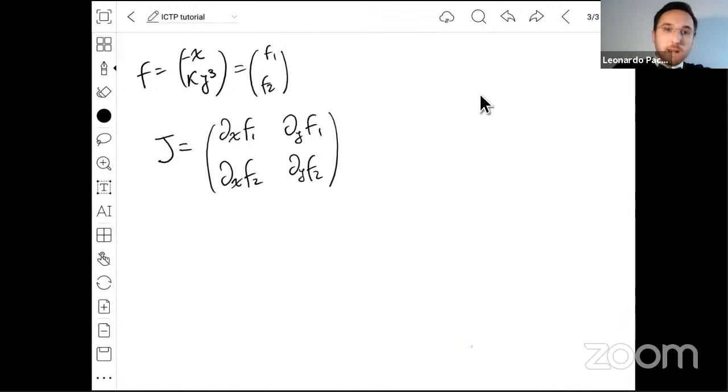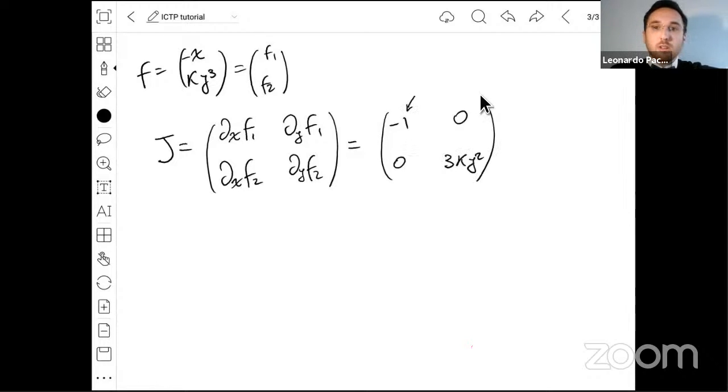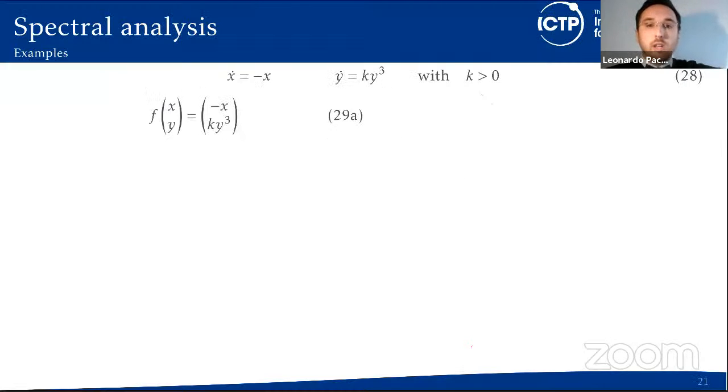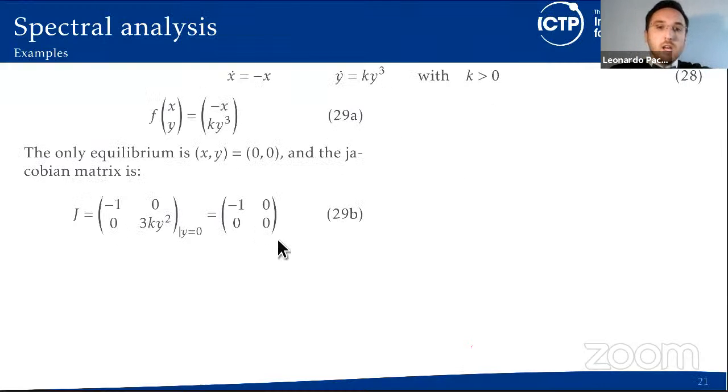So in this case, this matrix looks like -1, 0, 0, and 3ky squared. Okay, so you see that this component here doesn't depend on x, while this component does depend on y. If we compute this matrix in the only equilibrium of the system, so the origin, you see that we get this matrix here, which is basically a diagonal matrix with -1 and 0 on the diagonal. So in this case, the two eigenvalues of the system are -1 and 0.